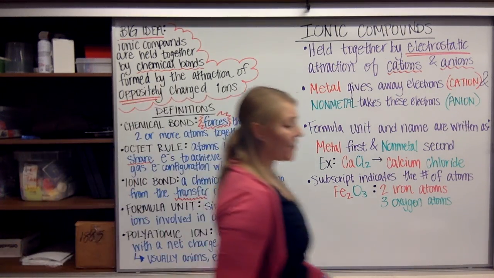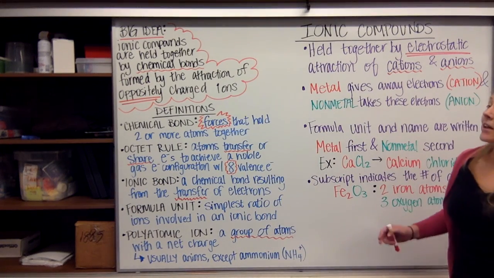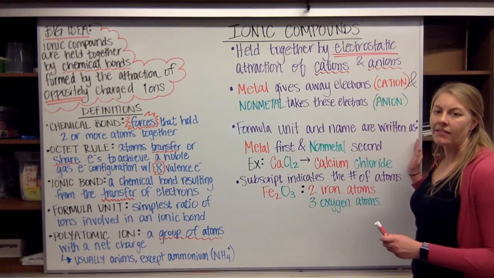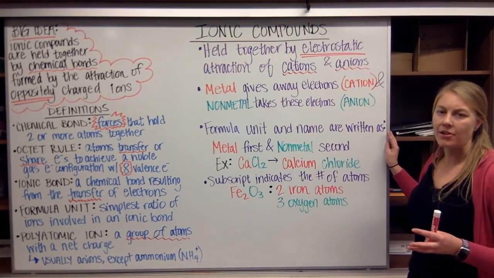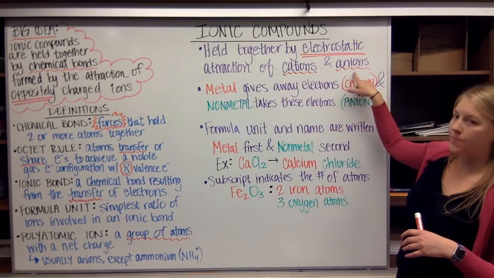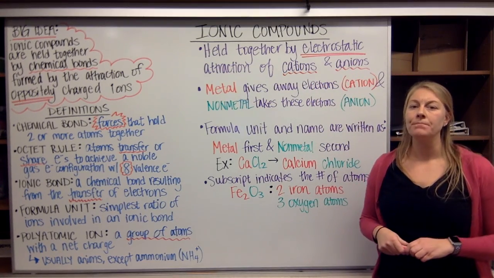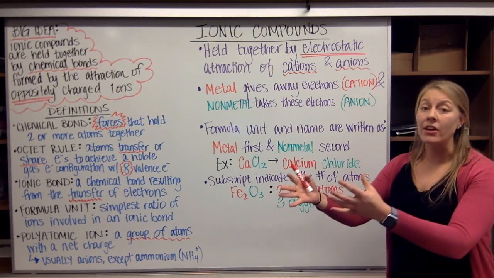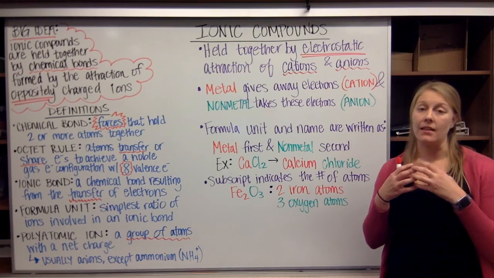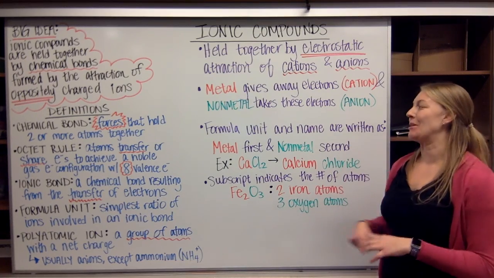Okay. Now, some things to know about ionic bonds are that ionic compounds are held together by the electrostatic attraction. Again, that's just the negative attracting the positive of cations and anions. The metal is going to be the one giving away its electrons. The non-metal, or the anion, is going to be the one taking the electrons, all right? So it's a give and take relationship here.